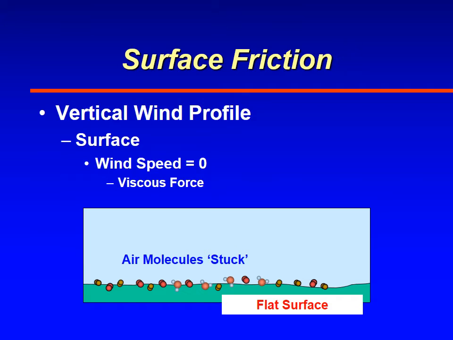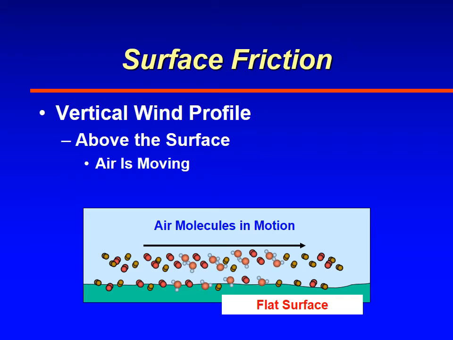Right at the surface of the Earth, the wind is not moving. Molecules of air are stuck to the surface. We call this viscosity, and viscosity results in friction. So the air molecules are not moving right at the surface, but just a few millimeters above the surface, the molecules of air start to move. They move with the wind. So you can see that in the lowest layers, this produces shear, where you have winds at the surface that are not moving, and then moving a few millimeters above.